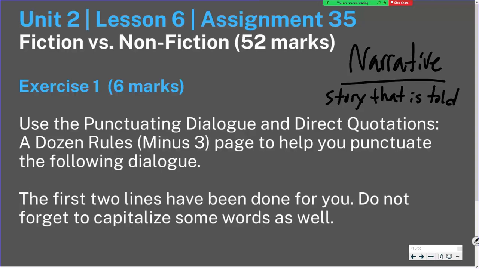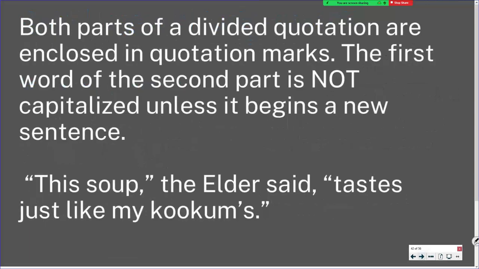So when we're formatting dialogue, we're using spacing, we're using punctuation, and we're using capitalization, right? So we'll just delve into that a little bit, okay? I want to give you a couple of examples from that guideline.